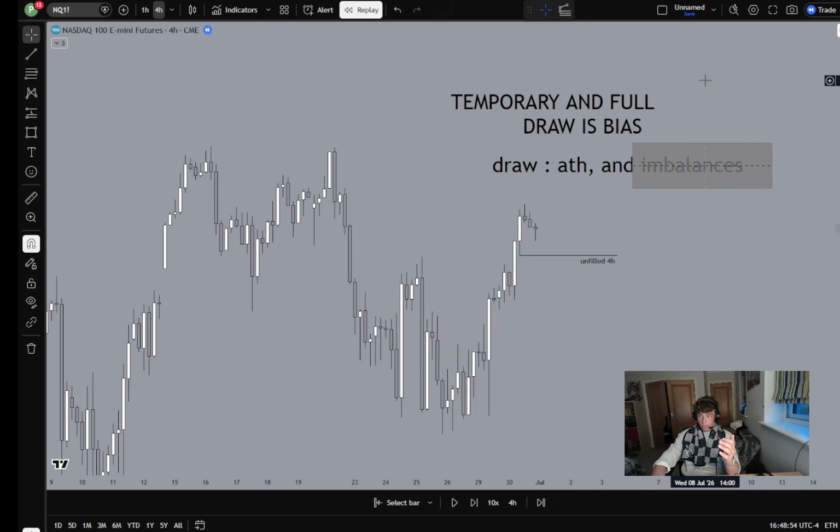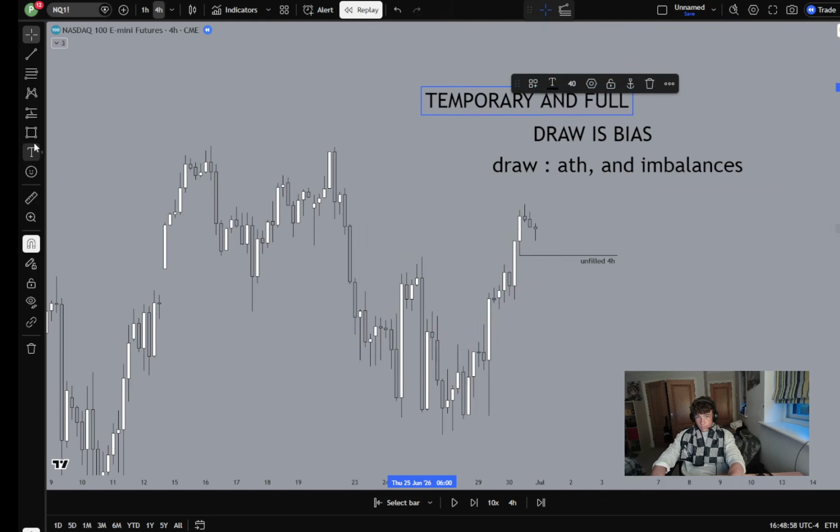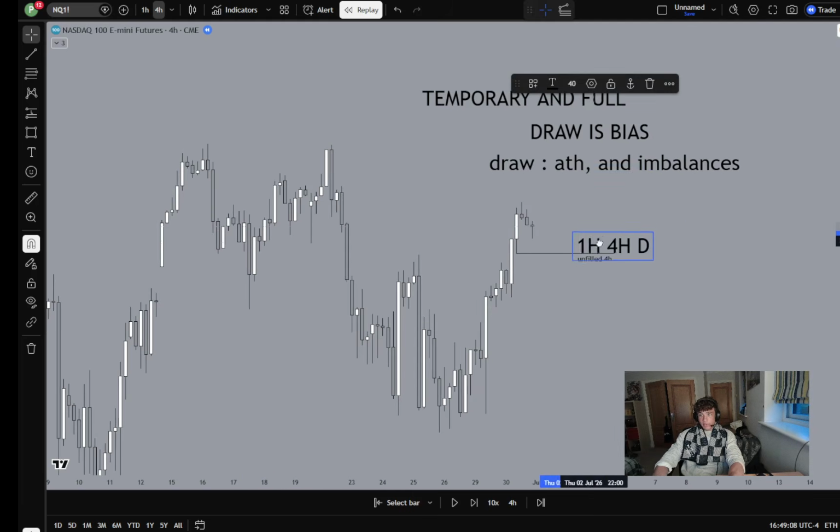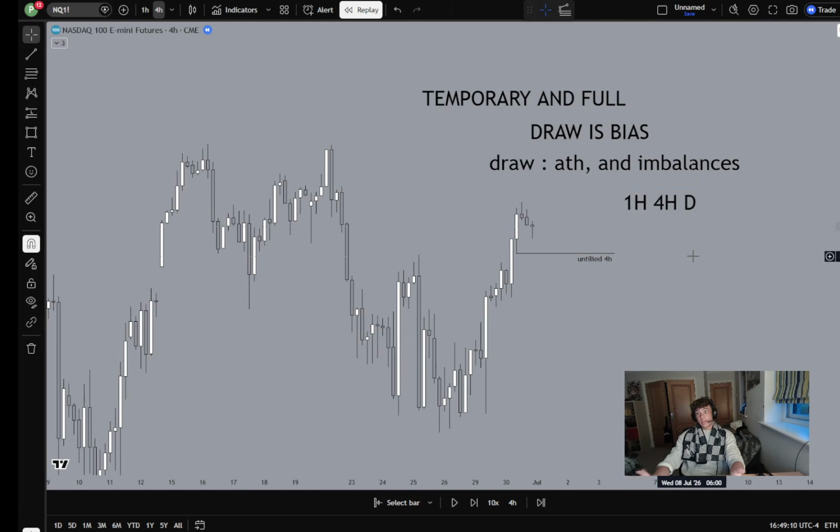Okay, now anything from, let me write this down real quick. I'll make it really simple. 1 hour, 4 hour, daily. Okay, these are going to be really nice fair value gaps to look at for temporary draws. Specifically the most important, which is going to be 4 hour.